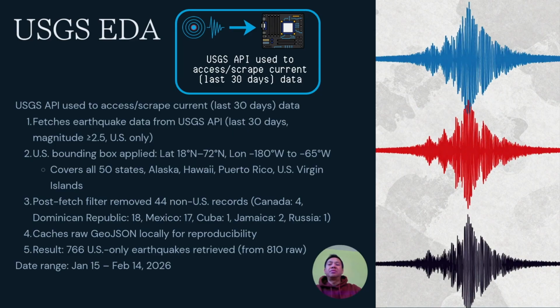Virgin Islands. Since the bounding box also picked up neighboring countries, a post-fetch filter removed 44 non-U.S. records, including 18 from the Dominican Republic, 17 from Mexico, and 4 from Canada. The final result was 766 U.S.-only earthquakes from an initial 810, covering January 15 through February 14, 2026.